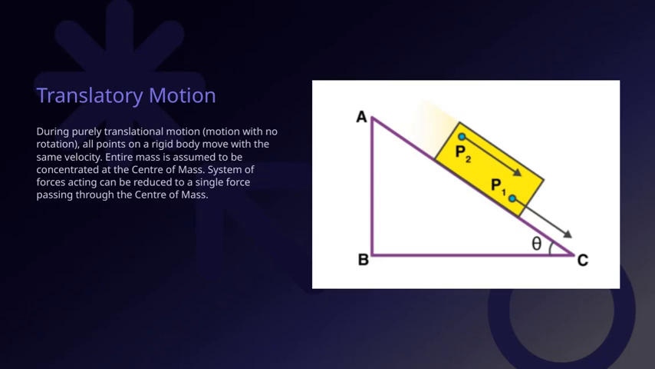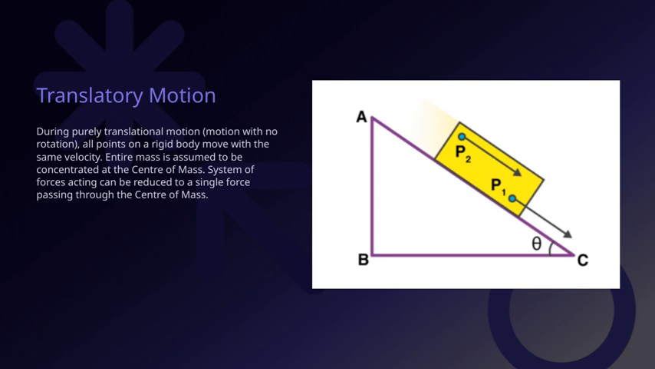Today, let's discuss purely translational motion, which is a type of movement where the entire body moves without any rotation. In this case, every point on the rigid body shares the same velocity at any given moment. So, if you imagine pushing a box across the floor, all parts of that box slide together smoothly, without spinning or twisting. When analyzing such motion, we often simplify the entire body's mass and assume it's concentrated at a special point called the center of mass.